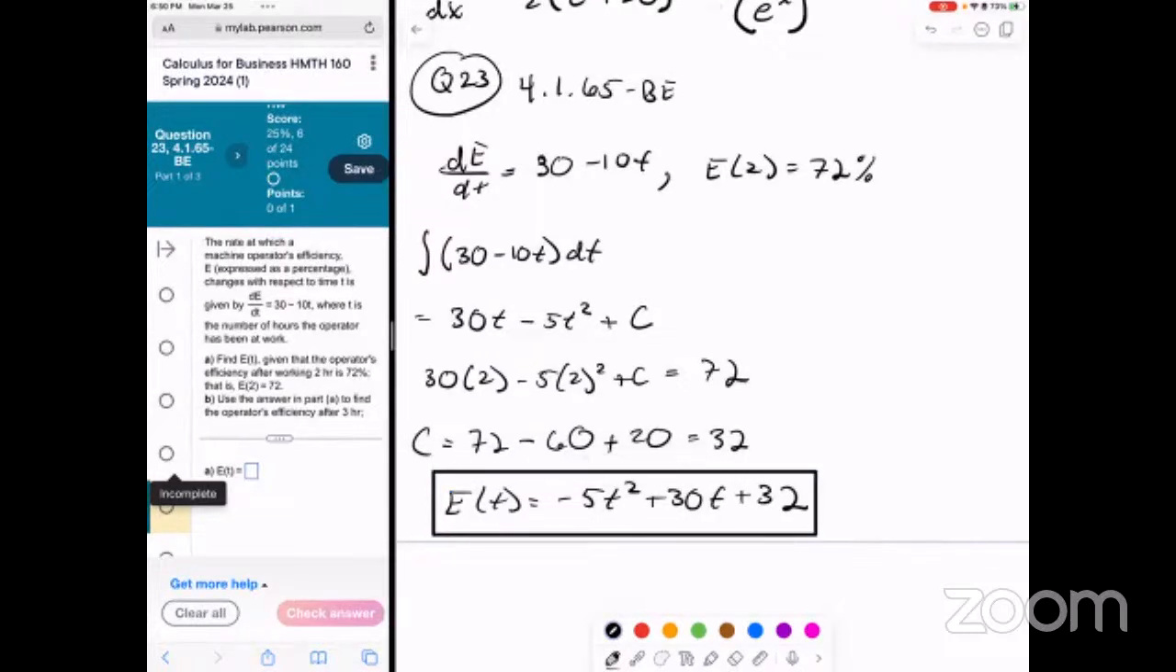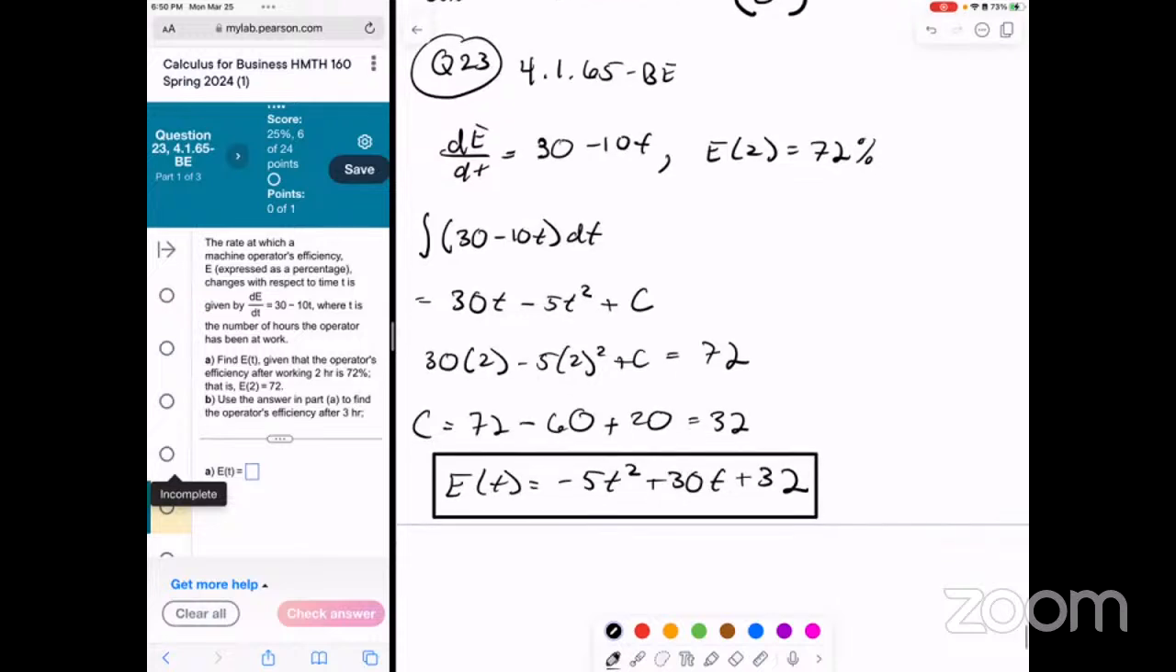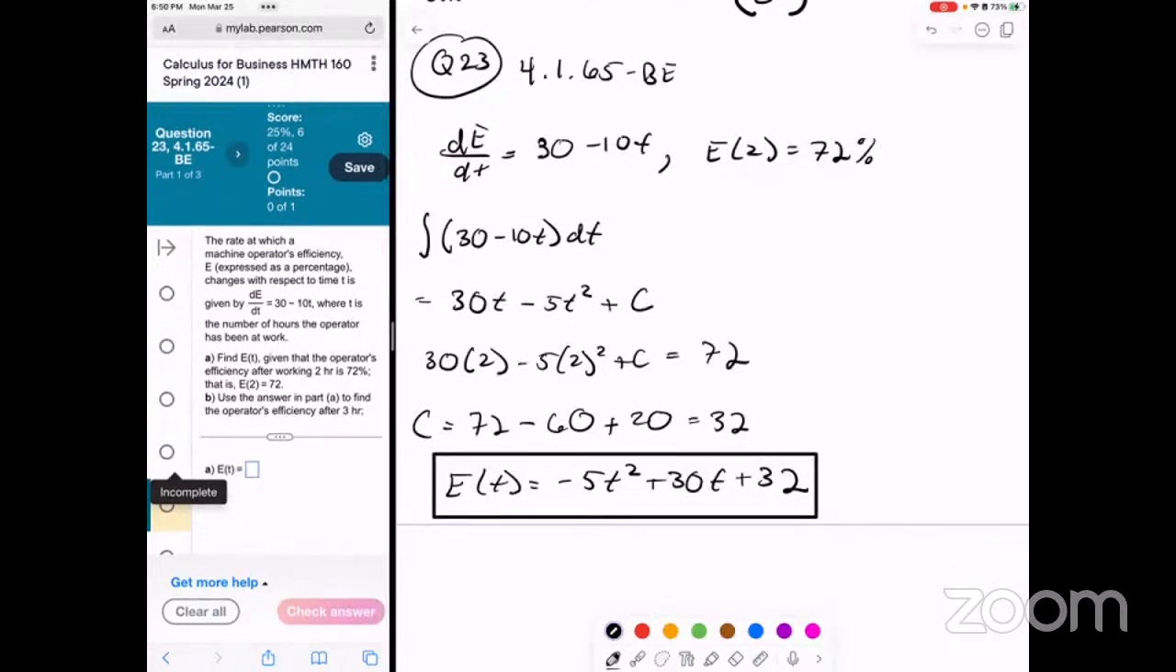And then we could check by taking the derivative. If I take the derivative, that's going to be negative 10t plus 30. And also when t is 2, that's negative 20 plus 60, which is 40. We get 72, which is correct. So this satisfies the derivative and the initial condition, E of 2 equal to 72, so we can be confident in this. And from here, it wants us to evaluate the efficiency after 3 hours and 5 hours.